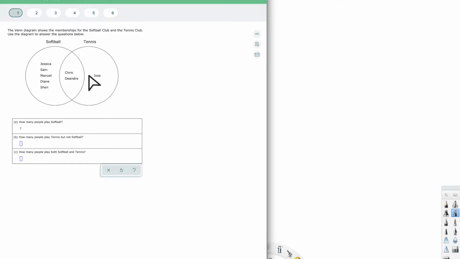How many people play tennis but not softball? So now we have tennis over here. There's 3 that play tennis, but we don't want the ones that play softball. Only the ones that play tennis. So that's only 1. And how many people play both softball and tennis? So that's where they overlap in the middle here. So we have 2.